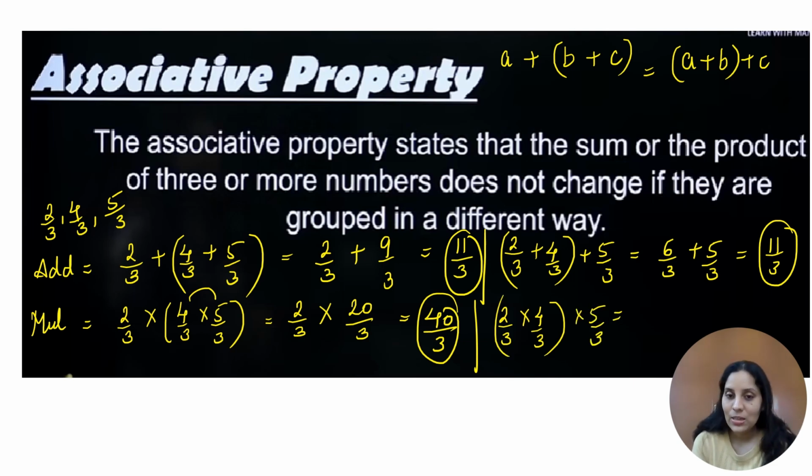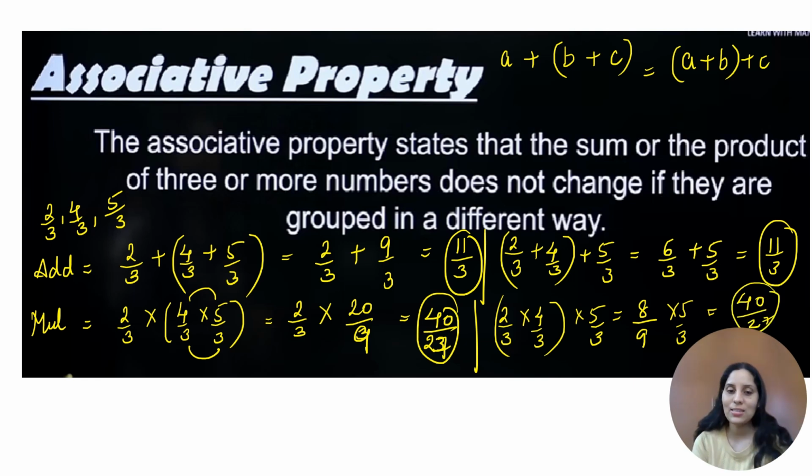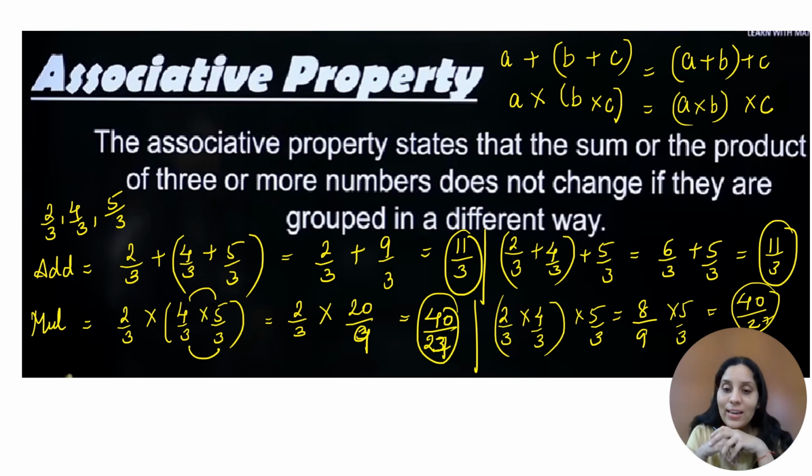So 2 into 4, 8 by, okay, here 3 into 3 is 9. I'm sorry, so this is 27. Alright. Okay, 3 into 3 is 9 into 5 by 3. So again 8 into 5, 40 by 27. I end up having the same answer. So which means that A into B into C is same as A into B into C. That means whatever way I group, I end up having the same answer.